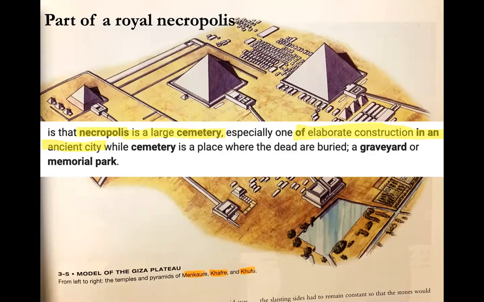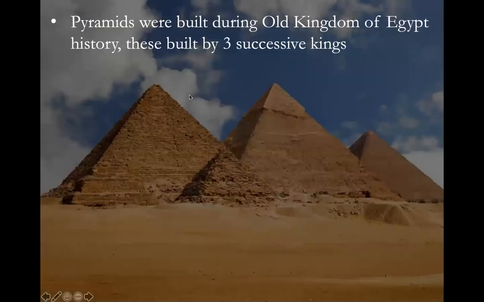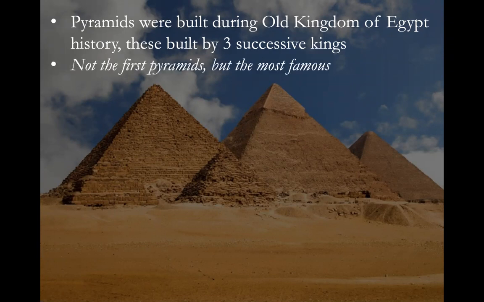All right, so the pyramids, this whole act of building pyramids was kind of an old kingdom thing. So pyramids were built during the old kingdom of Egyptian history, and these were built by 3 successive kings. So a king, and then his son came and built the next one, and then his son came and built the next one.